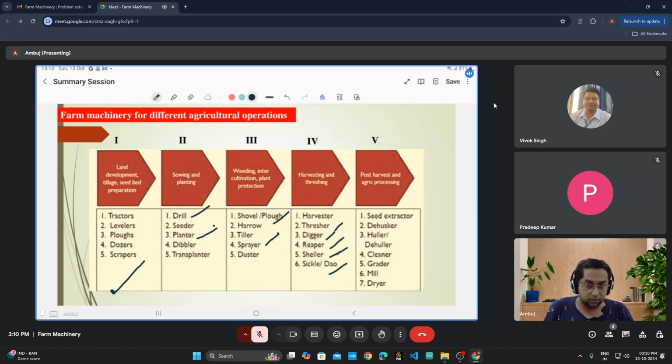Then your reaper is there, or self-propelled reaper, as well as tractor front operated mounted reaper. Then your digger is there, thresher is there, harvester is there. So these are harvesting and threshing equipment which have been discussed in great detail in the lectures. Please do revise them carefully, and the designs as well as the questions which I have solved in all my 12 sessions. They are much more important for you all.